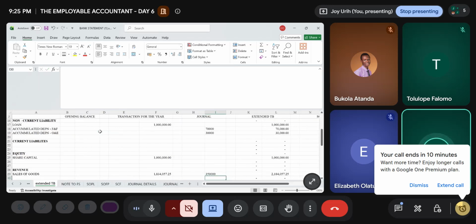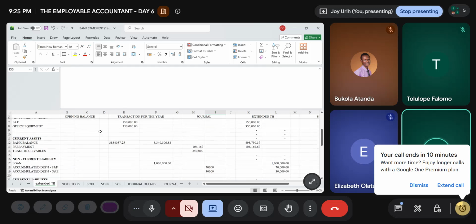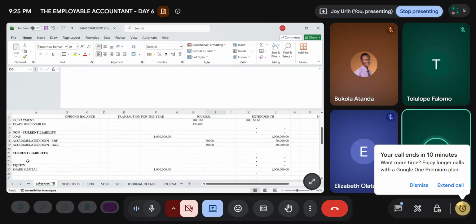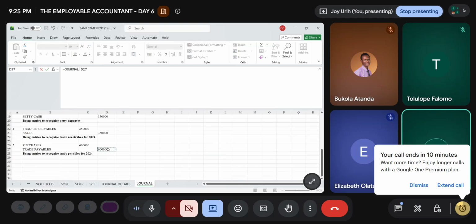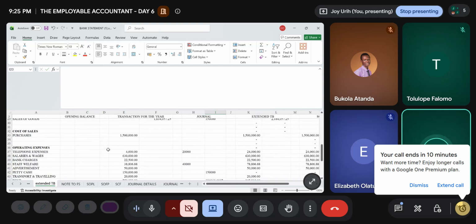Then the next item is purchases and trade payable. So trade payable is under current liability. So we'll put it under current liability. So trade payable is to be credited and purchases is to be debited.